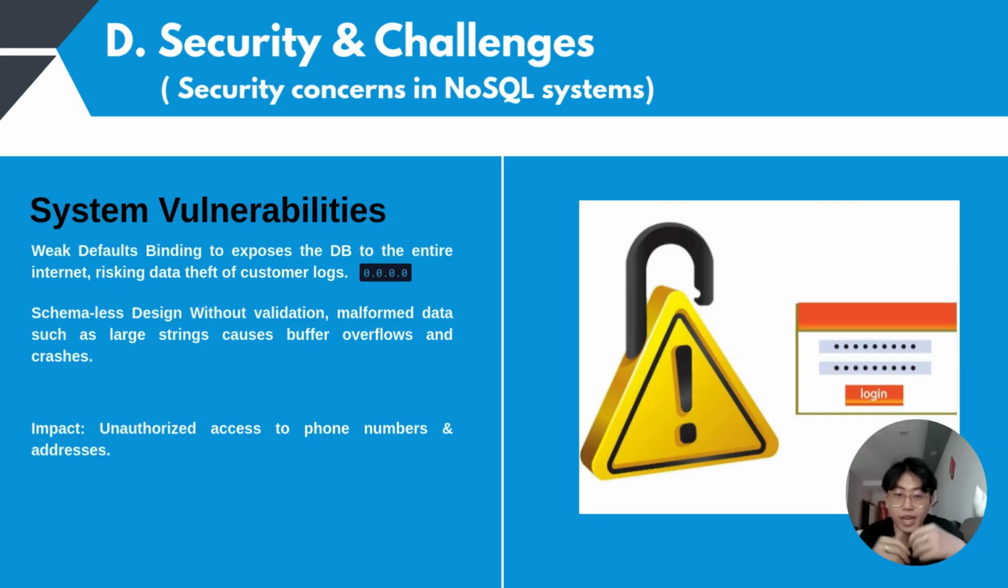Beyond injections, we identify critical system-level vulnerabilities. First, weak default settings such as binding the database to 0.0.0.0 can expose our customer logs to the entire internet. Second, the schemaless design creates risk. Without strict validation, malformed input like massive strings can trigger buffer overflows and system crashes, ultimately risking data theft.